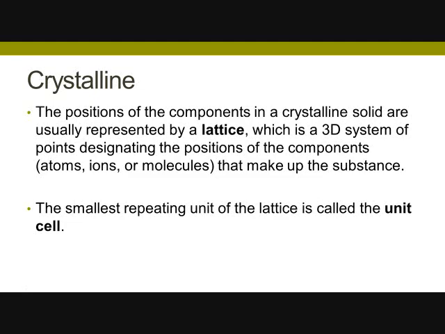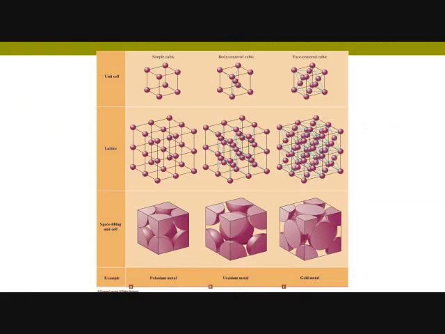The positions of the components in a crystalline solid are usually represented by what's called a lattice, which is a 3D system of points designating the positions of the components, which could be atoms, ions, or molecules that make up the substance. The smallest repeating unit of the lattice is called the unit cell. So this is in your notes. This is on page 461 in your textbook, in case you want to look at it more.